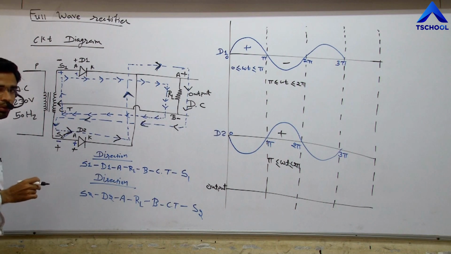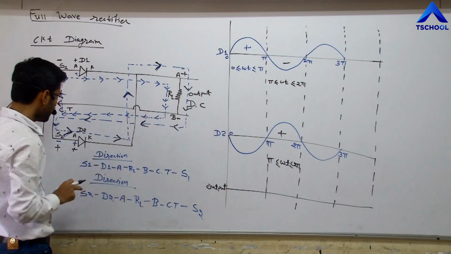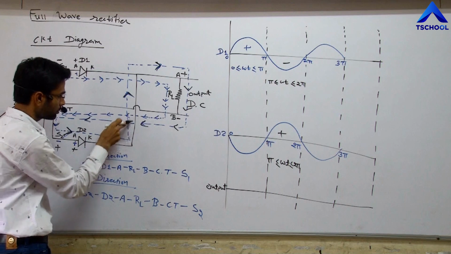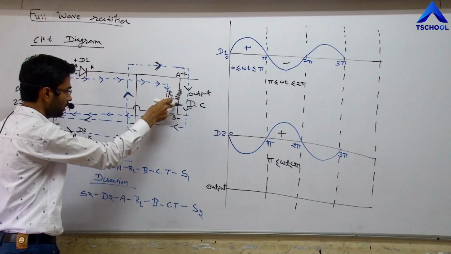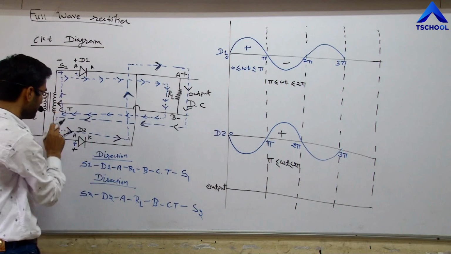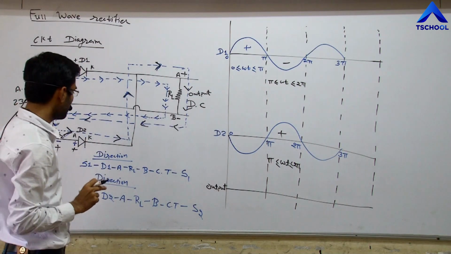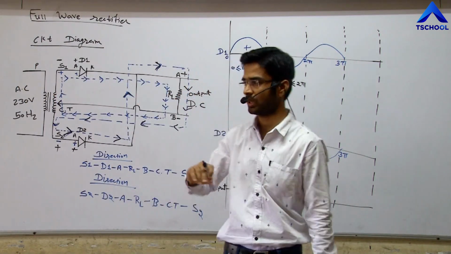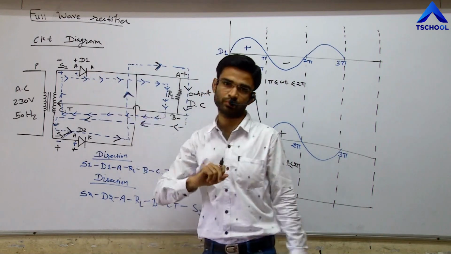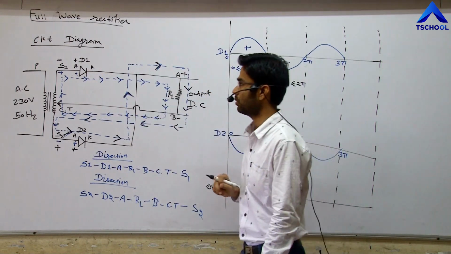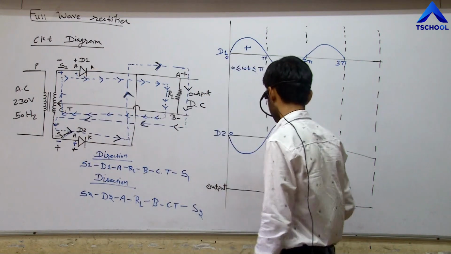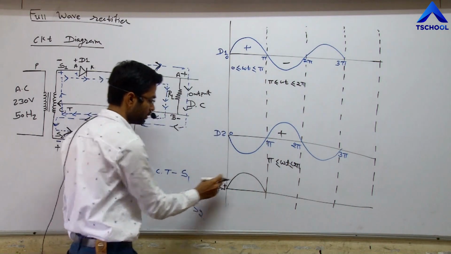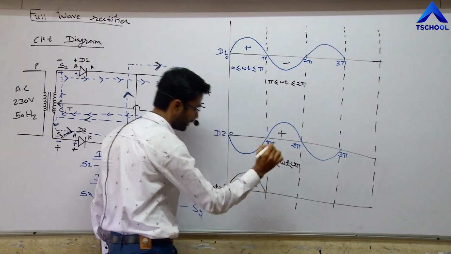The direction of flow of the current during the second half cycle is S2, D2, A, RL, B to CT, and finally S2. So in this manner, during the first positive half cycle, we got the output from diode D1. Diode D1 gives the output because diode D1 is in forward bias mode.